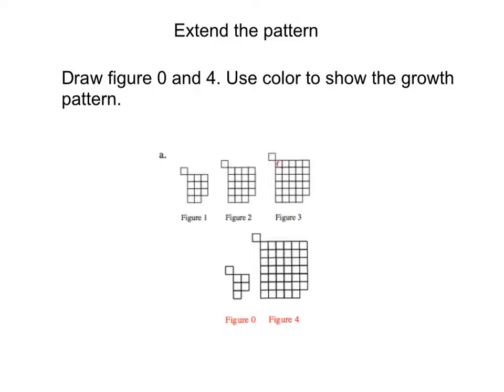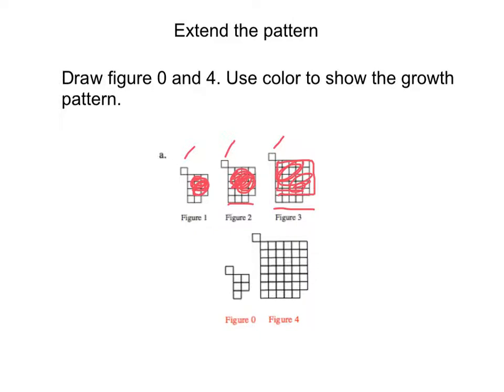Figure 3 has a square right there with 1 at the top, and then here we have a row along the bottom. So figure 2, here's a square with the 1 at the top, the row along the bottom. Figure 1, here's my square, 1 at the top, row along the bottom. So figure 0 would have a square.